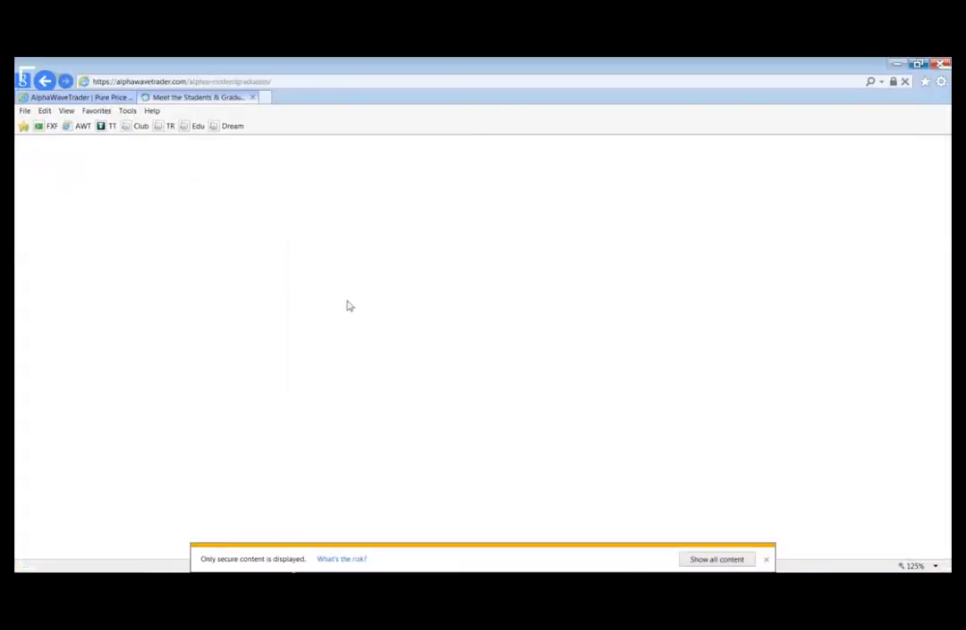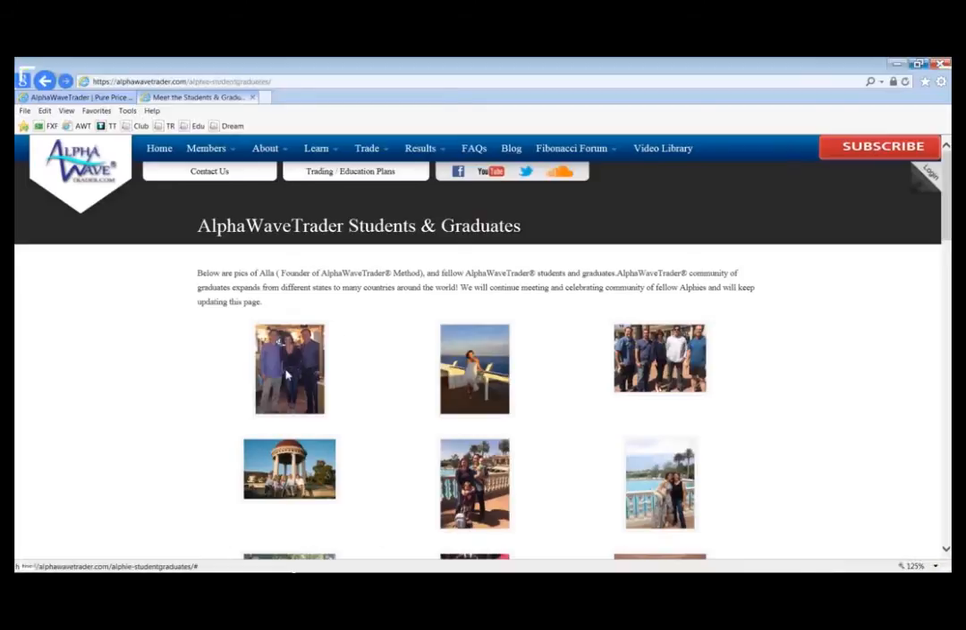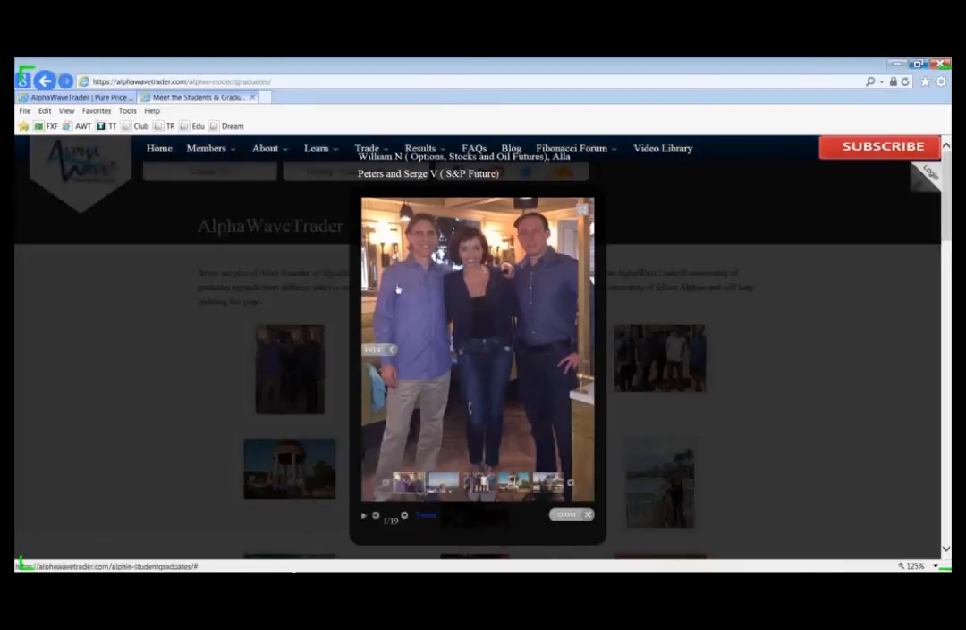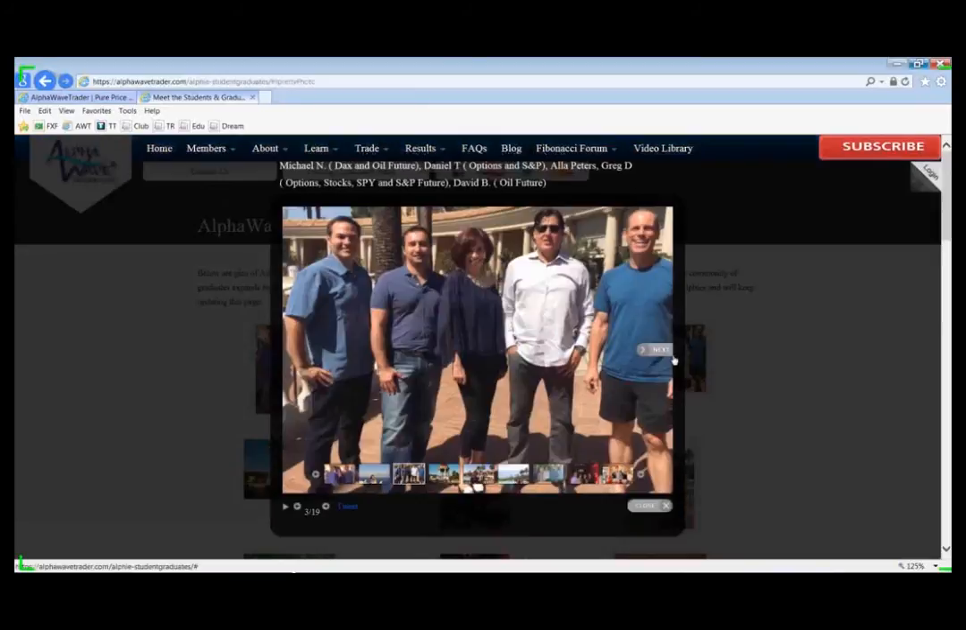We meet pretty much every other month in different parts of the US. Here's New York last month: William, option trader; Serge, S&P trader; I'm in the middle. Here's Newport Beach, a few months ago: option trader, SPY trader, oil trader, S&P trader, DAX trader.